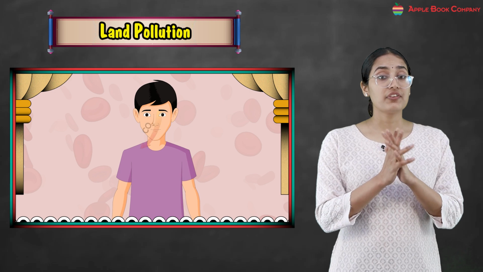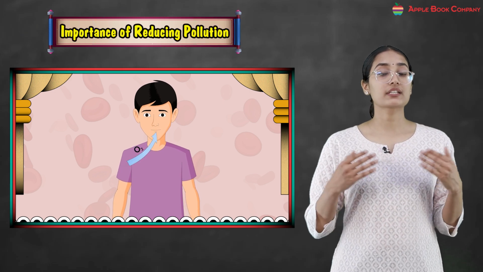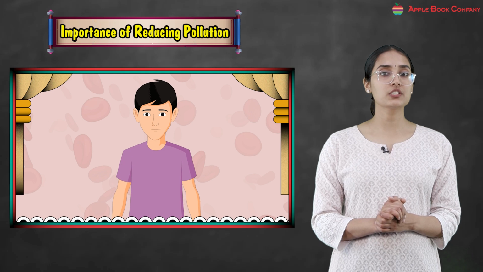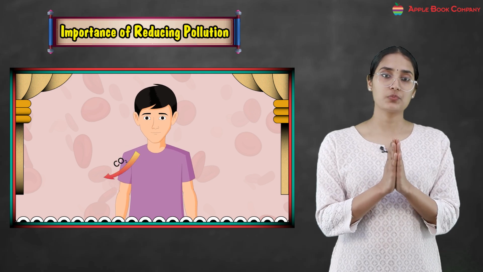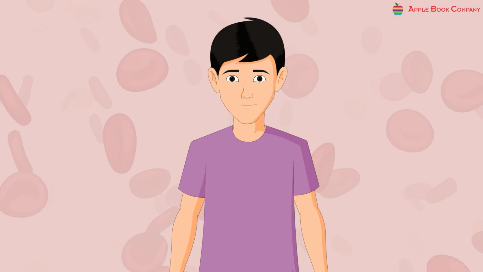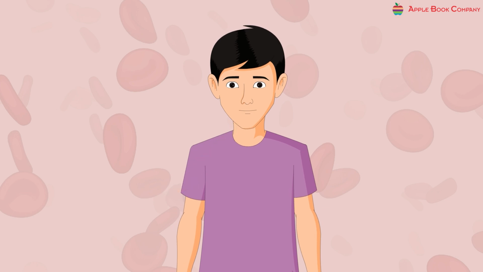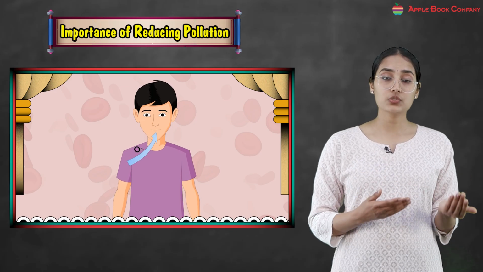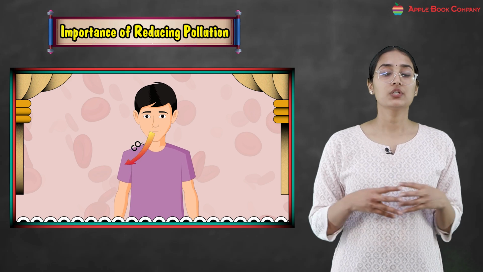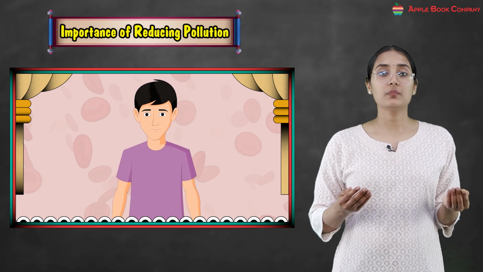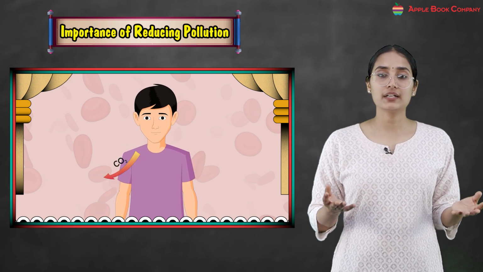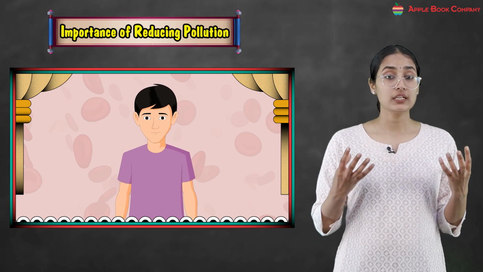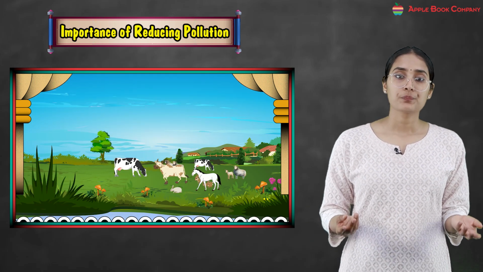Now, it is very important to reduce these kinds of pollution. So, what is the importance of reducing this pollution? First and foremost, kids, it's health. Reducing pollution helps us to stay healthy and breathe clean air. If we reduce the pollution, we will be able to stay healthy. We will be able to live on a healthy planet. We will be able to breathe clean air. We will be able to drink clean water.